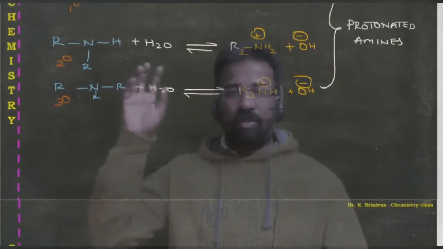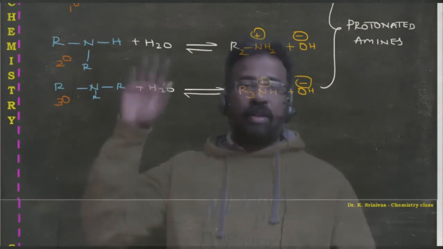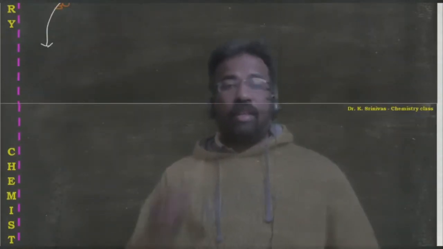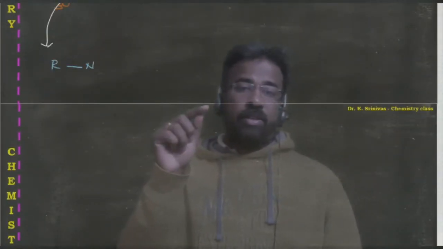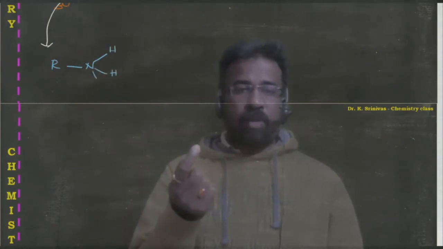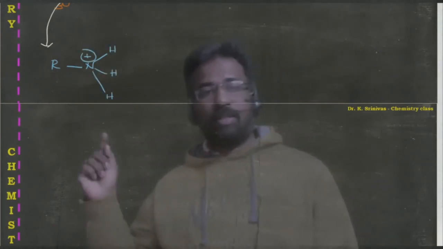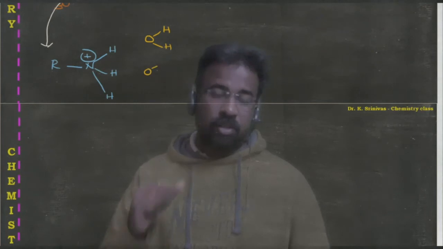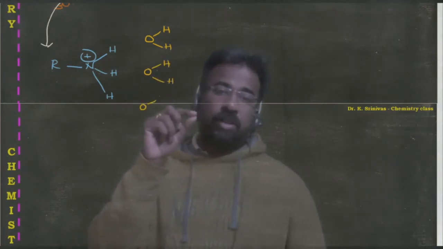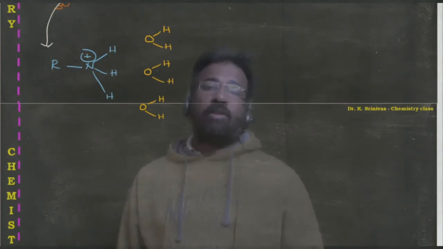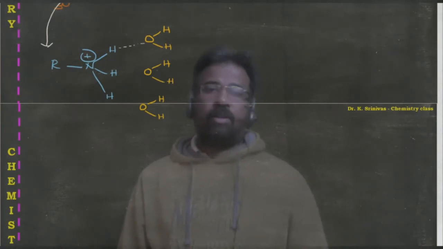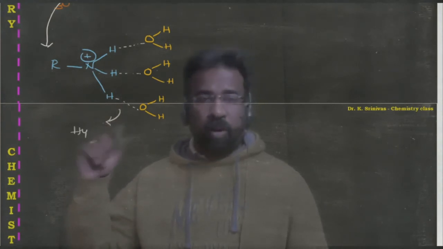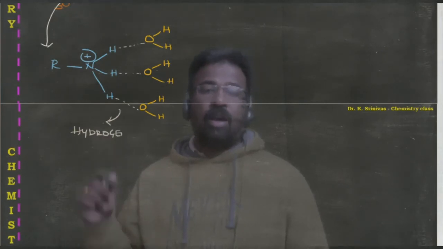Let us check this one. If you take the RNH2, it's a normal primary amine. Along with this, we have one more hydrogen. Next, we have three hydrogens, dear students. These three hydrogens will be participating in hydrogen bonding with three water molecules. This is nothing but the hydration, hydrogen bonding I mean.